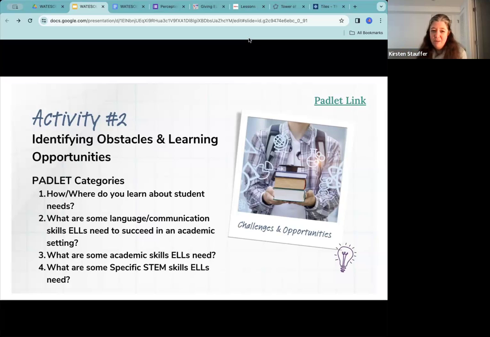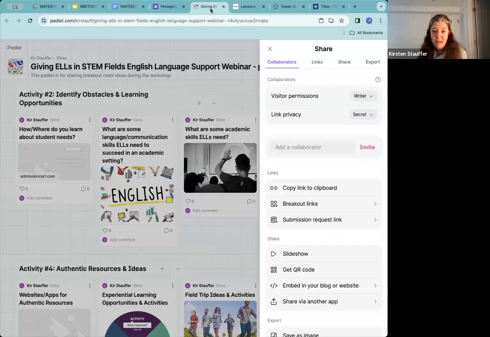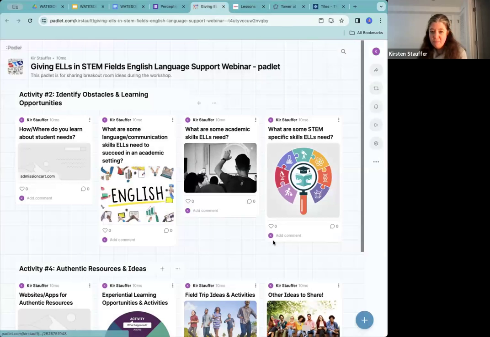But thinking about how and where do you learn about student needs? What are some language communication skills that ELL, ESL, EFL students need to succeed in academic settings? And what are some academic skills that they need? And then maybe more specifically, what are some STEM skills that you think they need as well? So in the Padlet, if you'd like, we can just share this out and I can take some notes in here, or if you want to type in some of your own ideas here, that would be great as well.